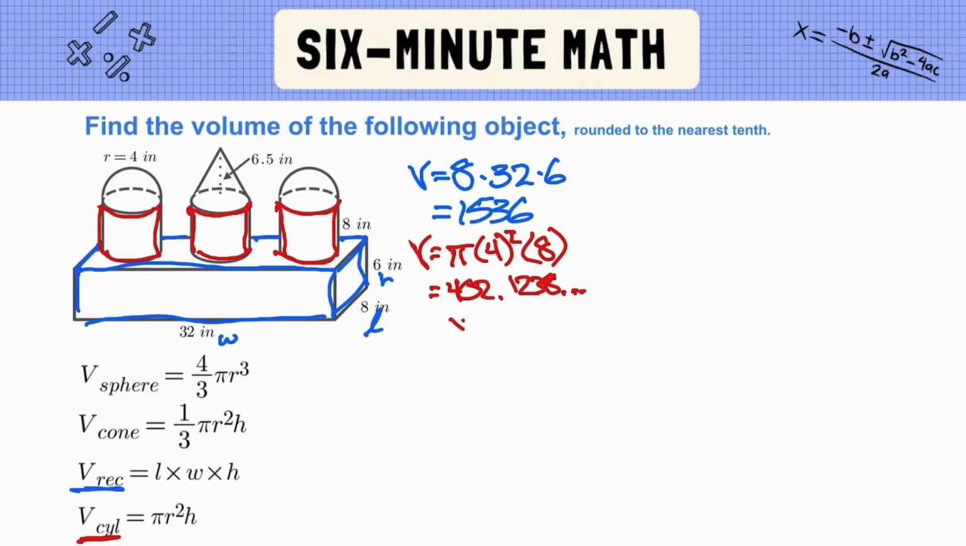And there are 3 of those, so I multiply it by 3 for a total cylindrical volume of 3 of them for 1,206.37157.